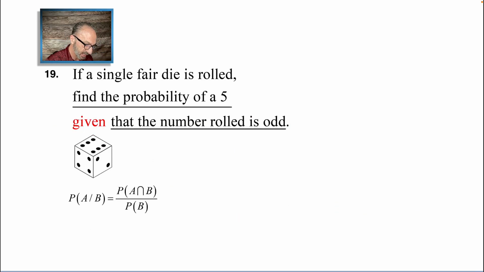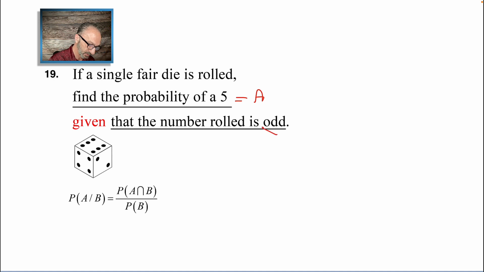If a single fair die is rolled, find the probability of a 5, given that the number rolled is odd. That's called the conditional probability. The formula for the conditional probability is P of A given B. We don't read it as divided by, we read it as given B. In this case, A is going to be 5.